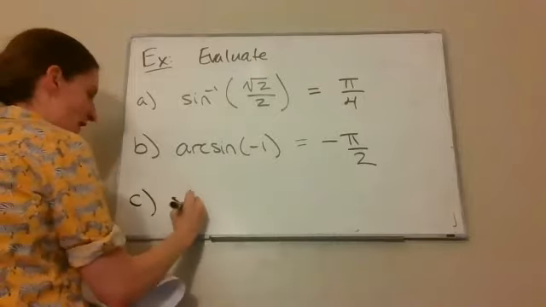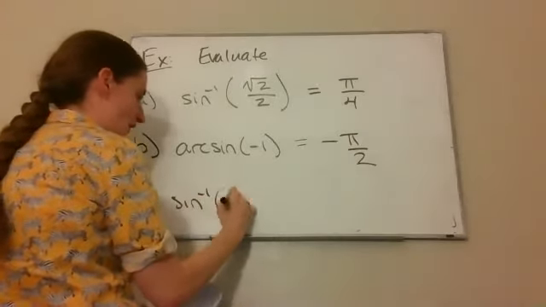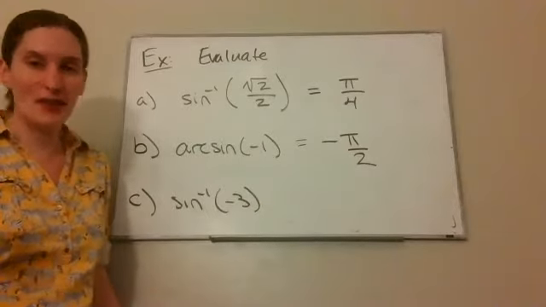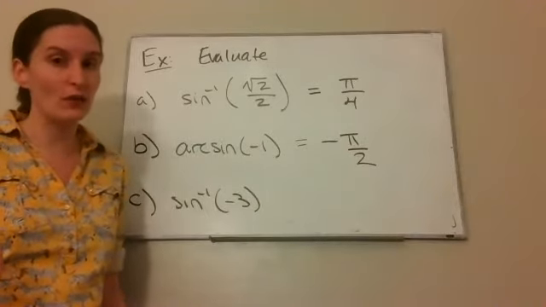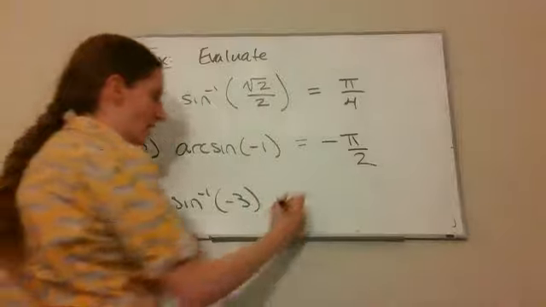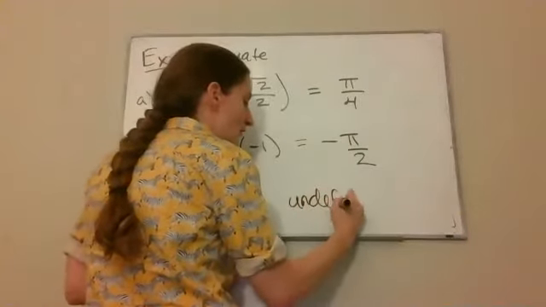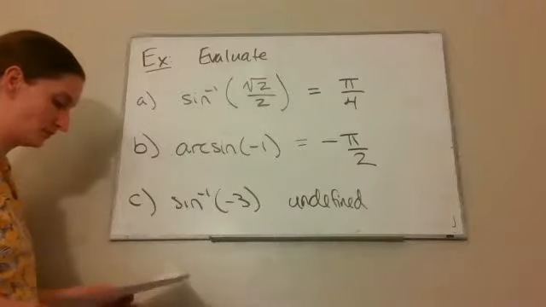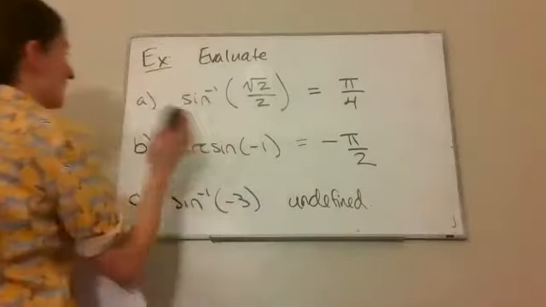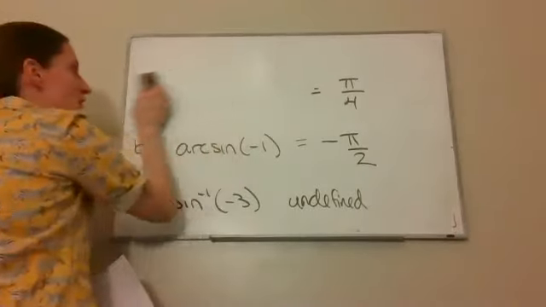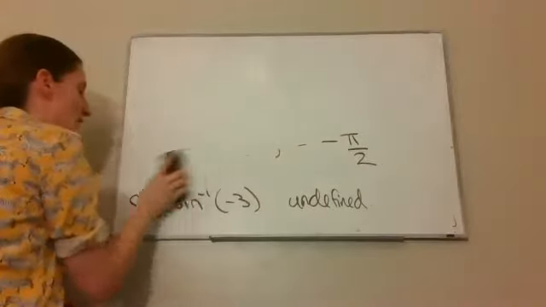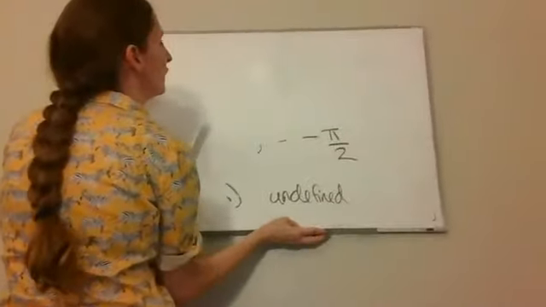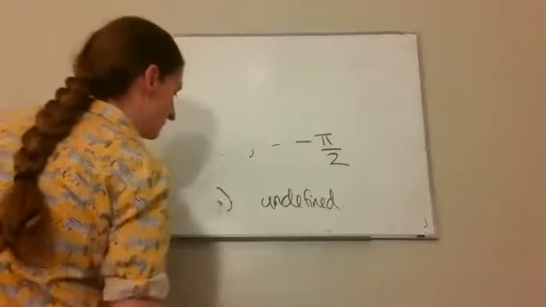Last one, if I try to calculate the inverse sine of -3, you're not going to find an answer because sine of any angle is something between -1 and 1. I'm never going to get -3. So this is undefined because -3 is not in the domain of our inverse sine. So that's our definition of the inverse sine. Now let's define the inverse cosine and the inverse tangent as well.